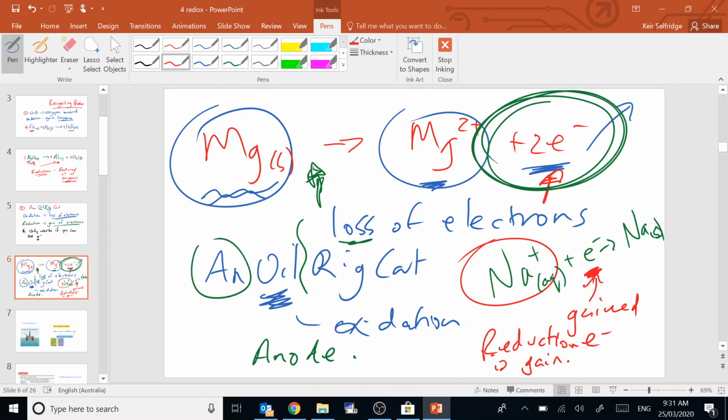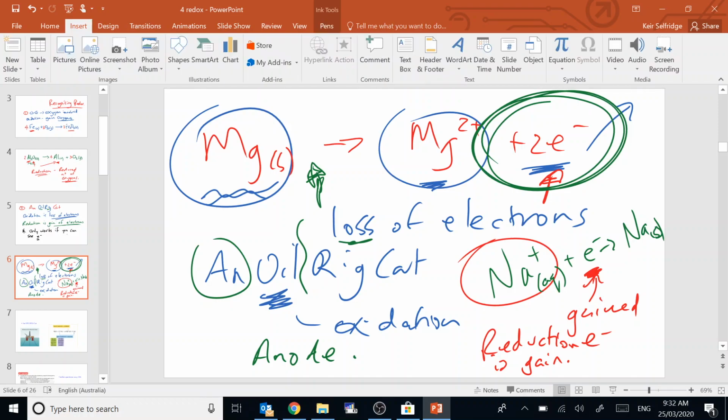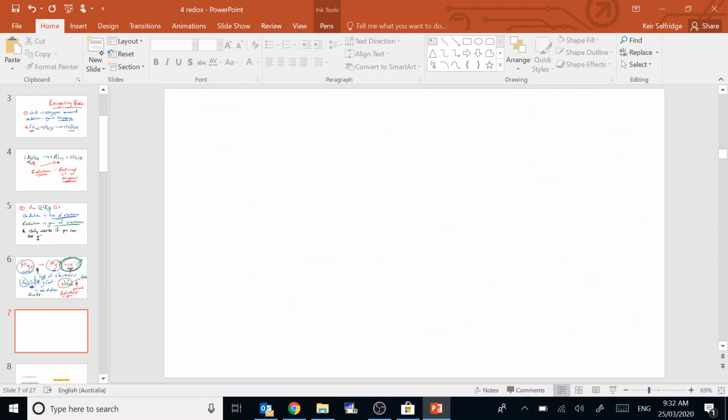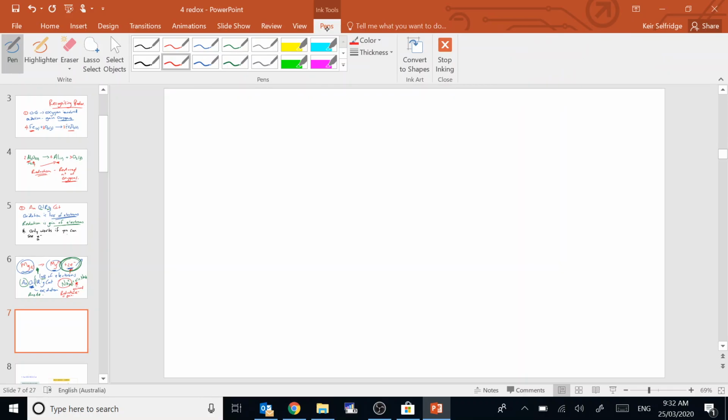It can be hard, it can be confusing. There are 3 separate methods, all of them valid, all of them important, all of them useful. The second method, really important, OIL RIG CAT, really works beautifully well as long as you can see the electrons. If you can't see the electrons, it can make it quite tough. Let's take ourselves now to the third method. The third method, hopefully you kind of sort of remember from year 11.